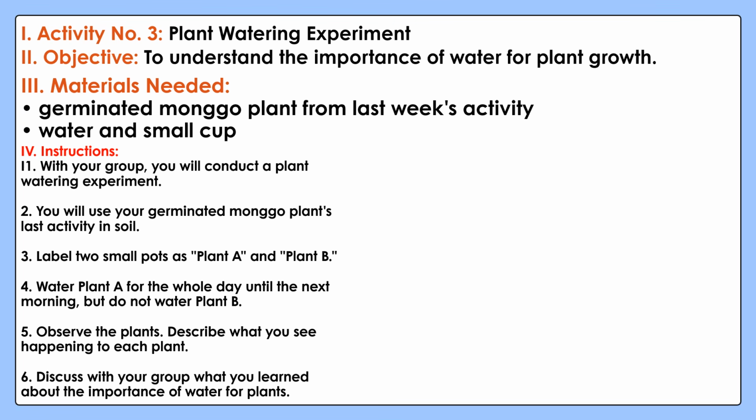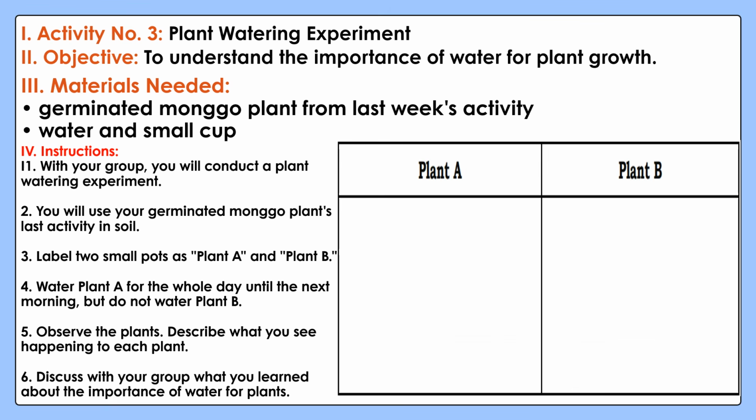Instructions: with your group, you will conduct a plant watering experiment. You will use your germinated mango plant from last activity in soil. Label 2 small pots as Plant A and Plant B. Water Plant A for the whole day until the next morning, but do not water Plant B.